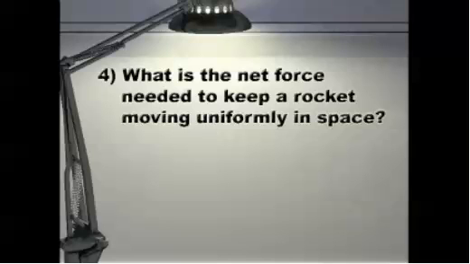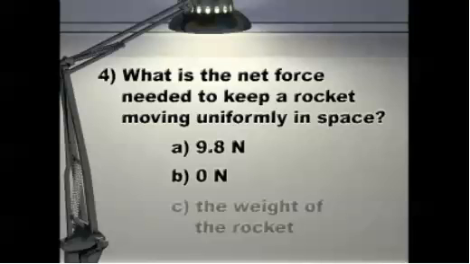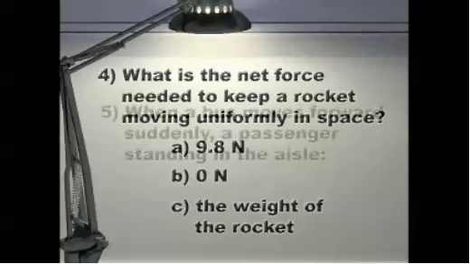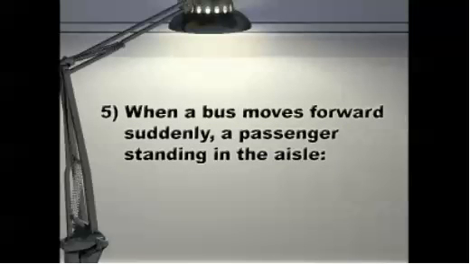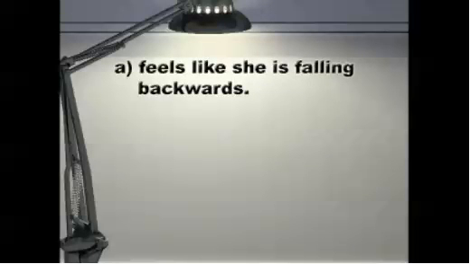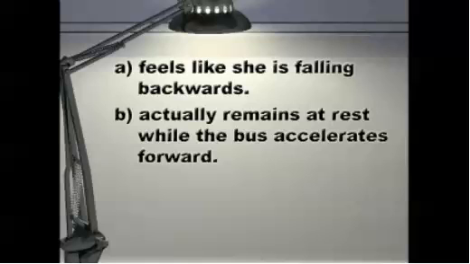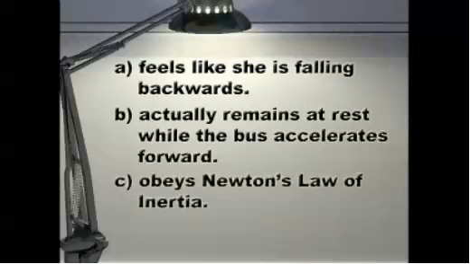Question number 4 is, what is the net force needed to keep a rocket moving uniformly in space? A, 9.8 newtons. B, 0 newtons. C, the weight of the rocket. Question number 5 is, when a bus moves forward suddenly, a passenger standing in the aisle, A, feels like she is falling backwards, B, actually remains at rest while the bus accelerates forward, C, obeys Newton's law of inertia, D, all of these.